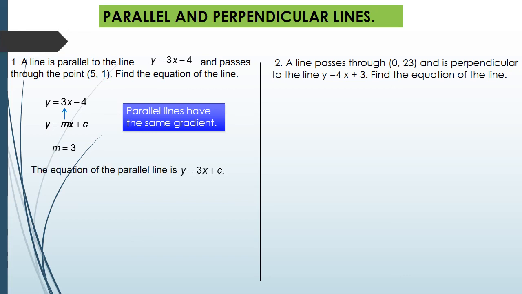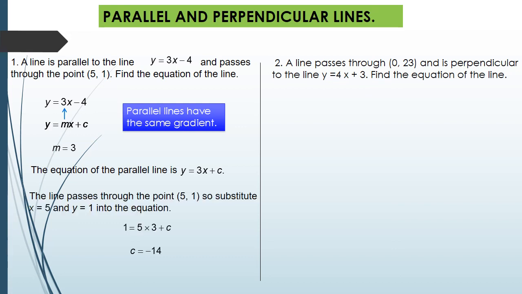So the next thing is to find our y-intercept. We use the point (5, -1), we substitute into the general form. So that gives us c is minus 14. Once we have our m and our c, we substitute them in the equation. So the equation becomes y equals 3x minus 14.